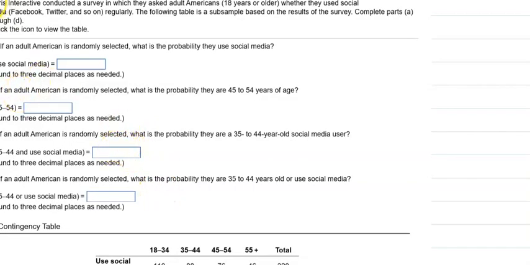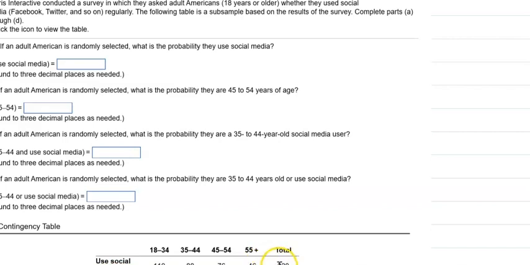Question number 18. Harris Interactive conducted a survey in which they asked adult Americans 18 years or older whether they use social media regularly. The following table is a subsample based on the results of the survey. Complete parts A through D. So here's the table here. If you look at the table, there's an age range, 18 to 34, 35 to 44, and so on. In the second row, you see social media user, and the other row is does not use social media.